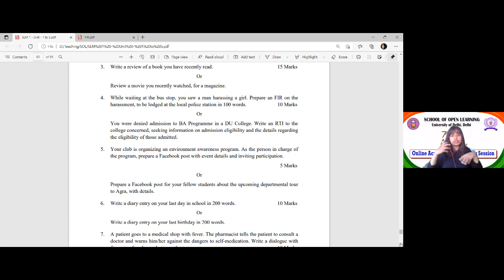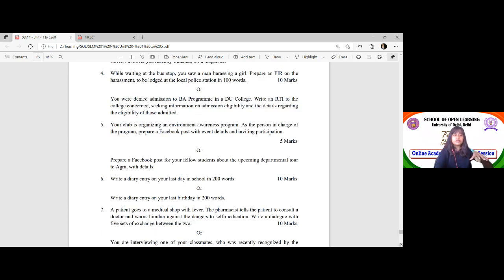Like, you're trying to write about this event and publish it on Facebook. Or you will write a Facebook post for your fellow students about the upcoming departmental tour to Agra with details. So either that or this. So you have to write a Facebook post given the topic.